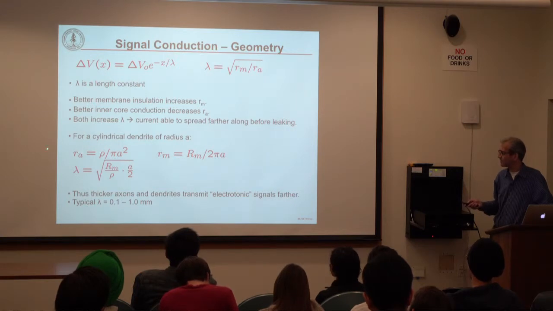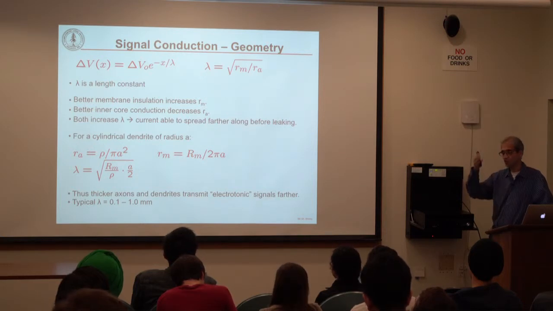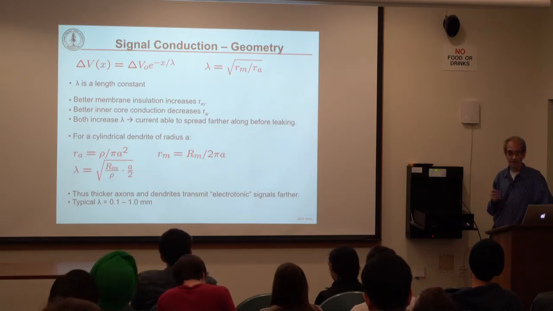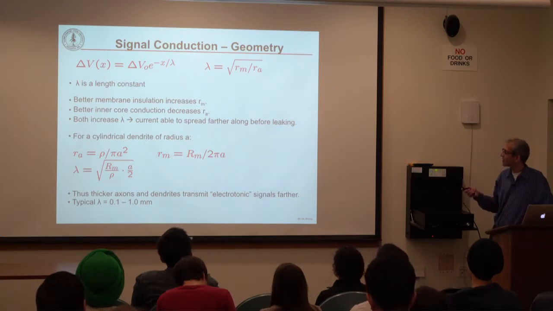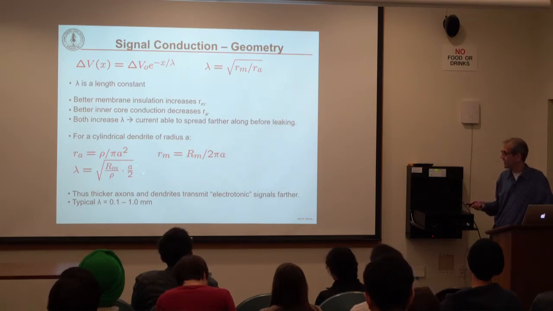Okay, we can calculate the axial resistance in terms of the cross-sectional area. So rho is the axial resistance per unit cross-sectional area. And you get that by taking it and dividing by pi r squared, or pi a squared. Okay? The membrane resistance is, again, just the total resistance divided by circumference 2 pi a. And if you put those together in this equation, you get the final form here, where you have an Rm over rho and a over 2. Okay? So what's this saying?